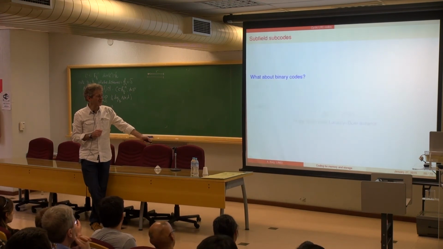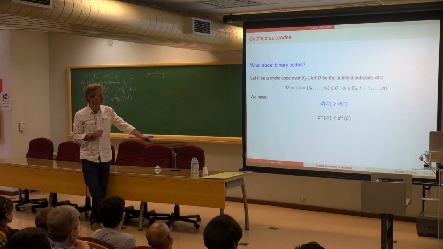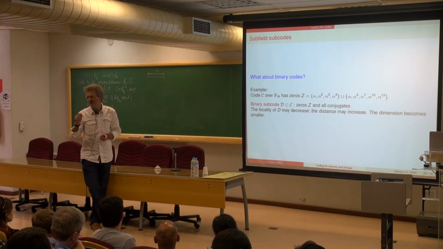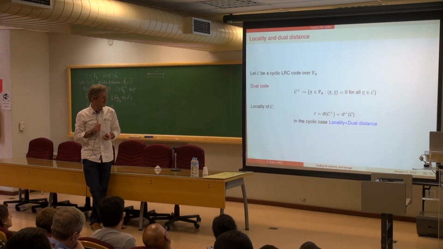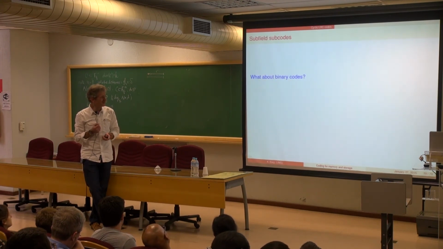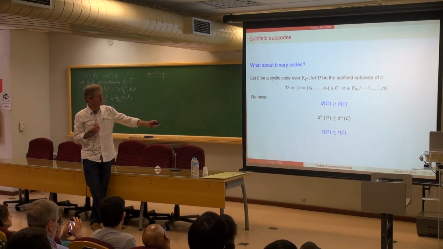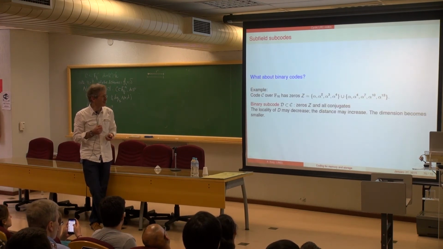Locality equals dual distance. What do you mean by locality equals dual distance? I mean that r equals d dual, r plus 1 equals d dual. But I want to add one remark. Before I do that, let me speak about binary codes.